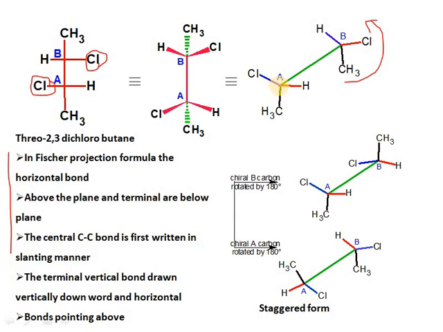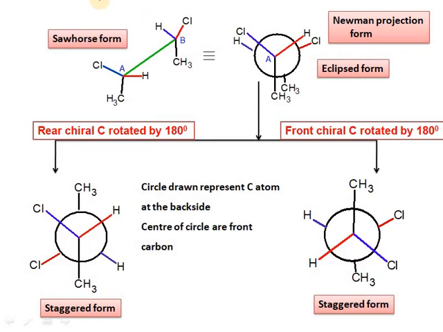Vertically downward, and horizontal bonds above the plane like this, right? Now to convert this Sawhorse form to Newman projection, right? So these are the two carbons, this is carbon A and this is carbon B.